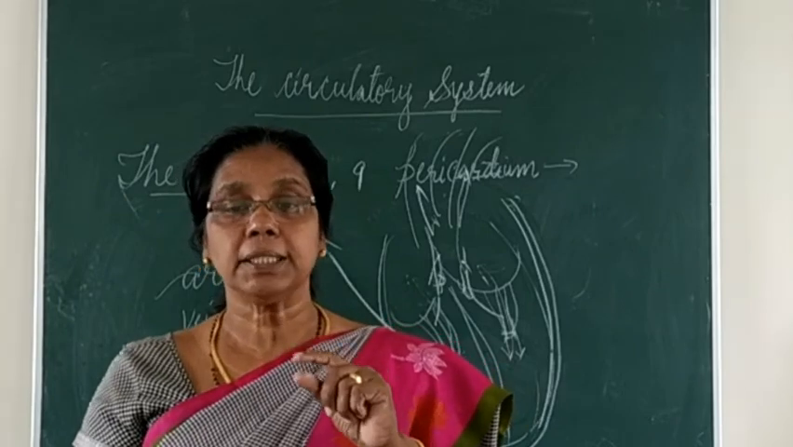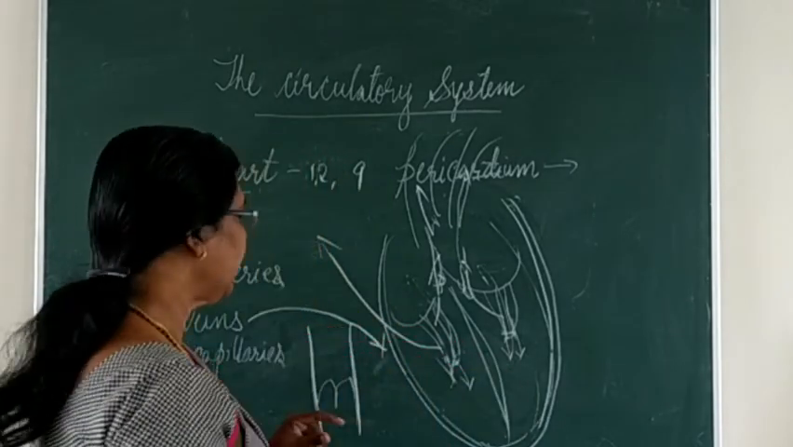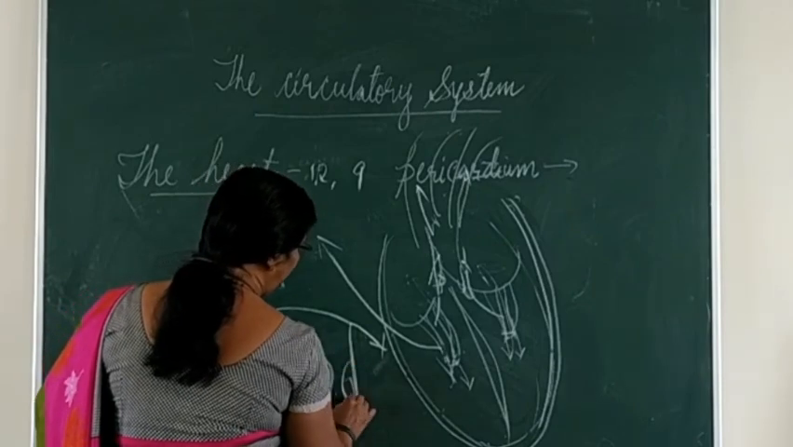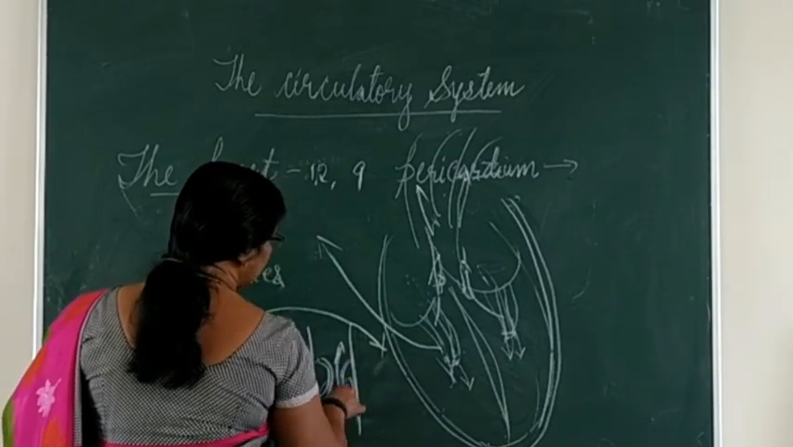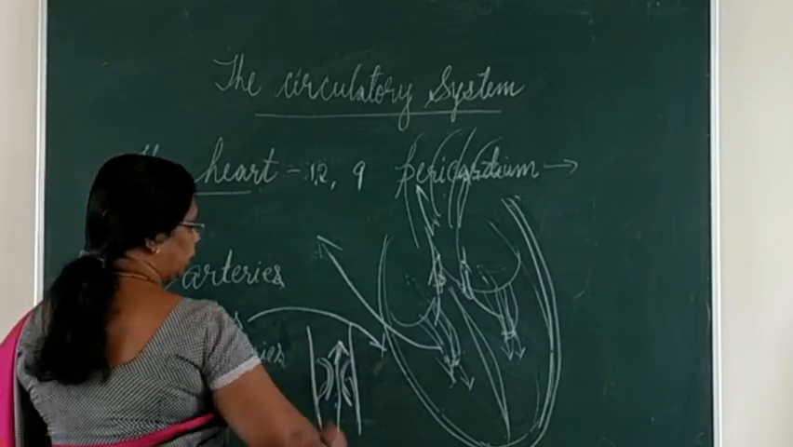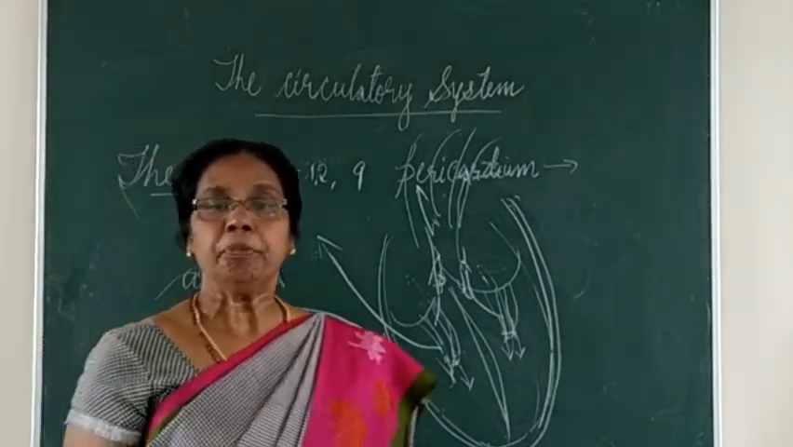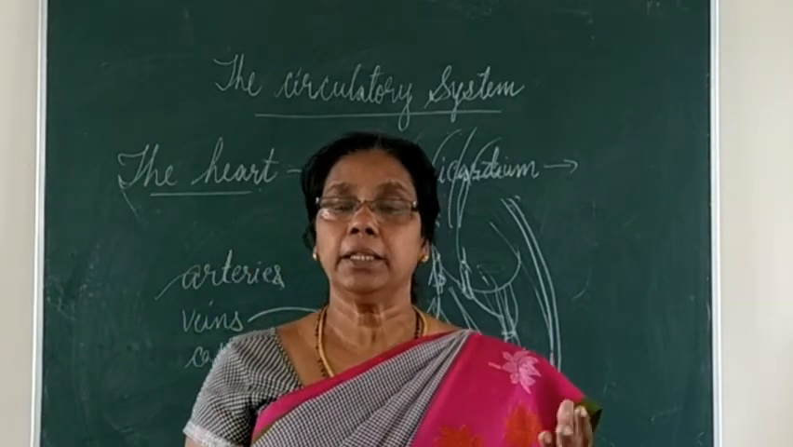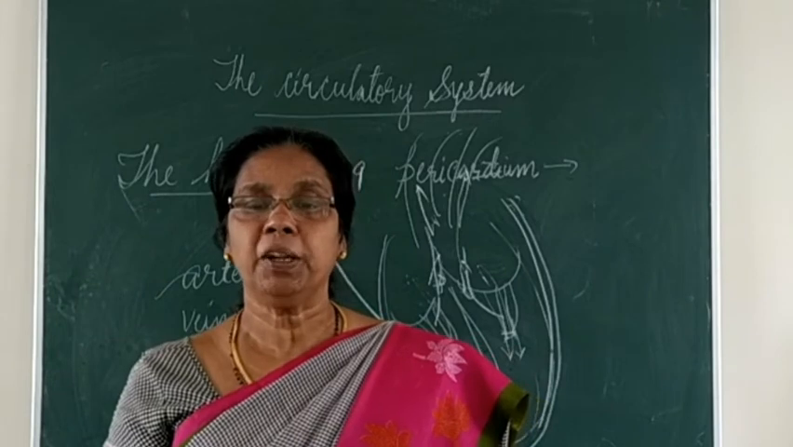Certain valves are present, and you can see when it is opening, it will be like this, open time. It allows the blood to flow through in one direction only. So it prevents the backward flow of blood.